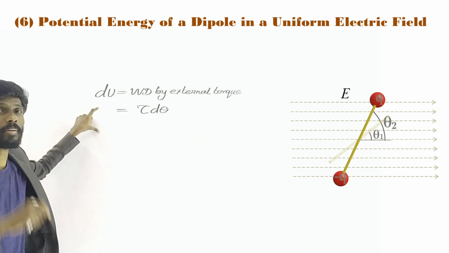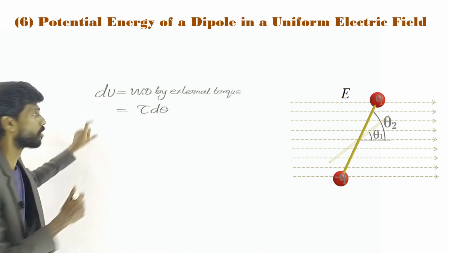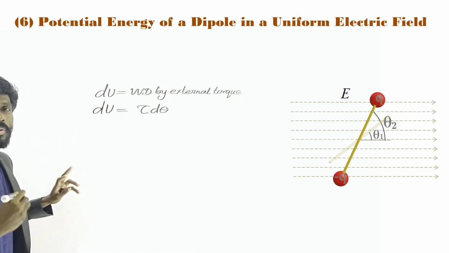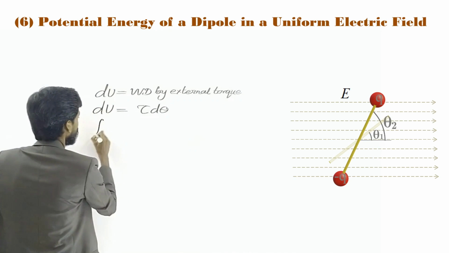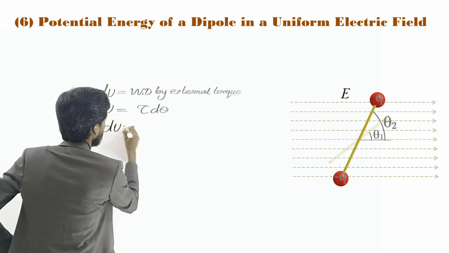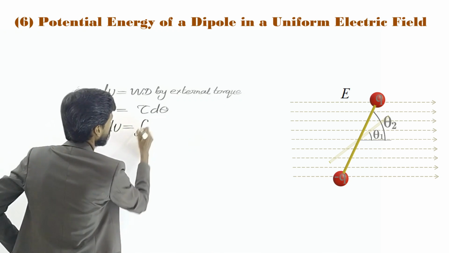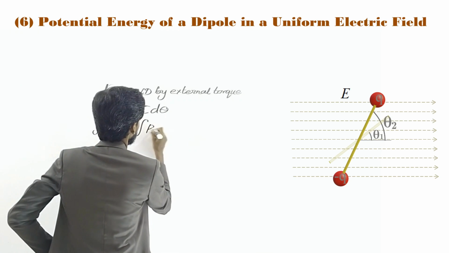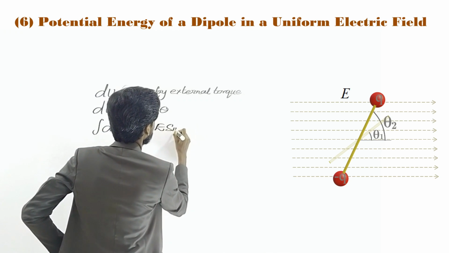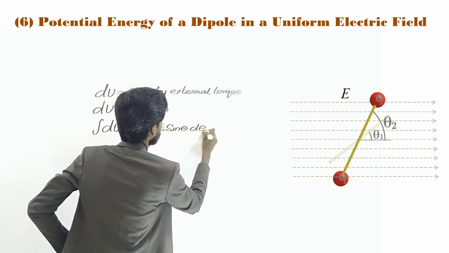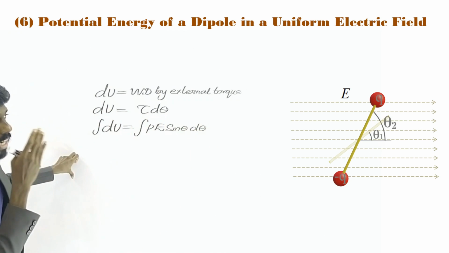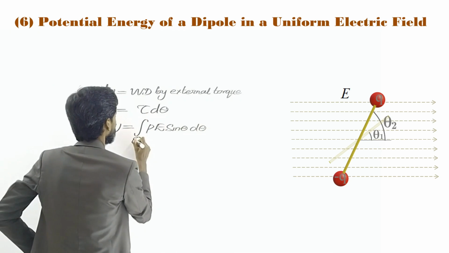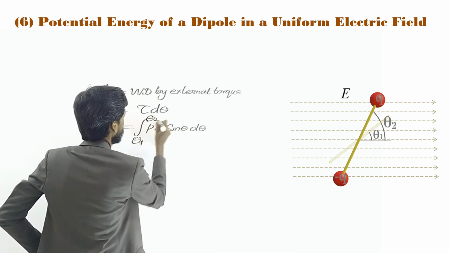Now to find the potential energy, you have to do the integration. So this is dU, and now we want to find U. So integrate dU, which equals the integration of the torque we formed just now, that is P E sin theta d theta. Initially the angle was theta 1 and it changes to theta 2, so theta 1 to theta 2 is the limit of the integration.